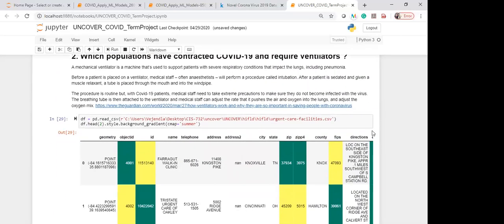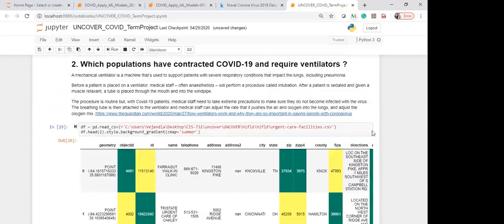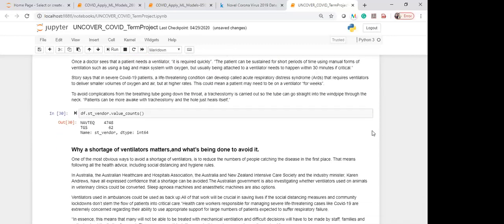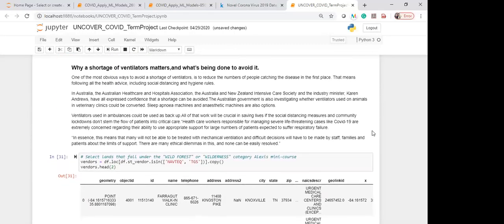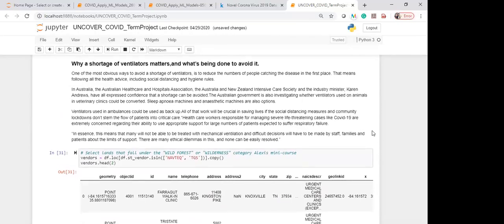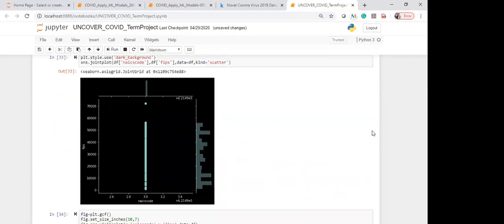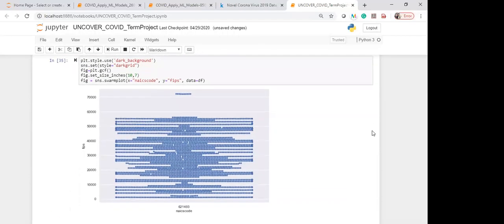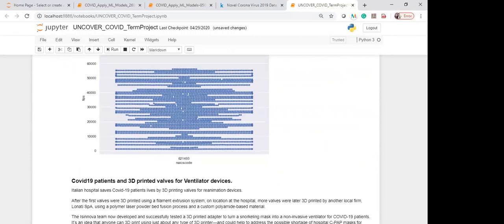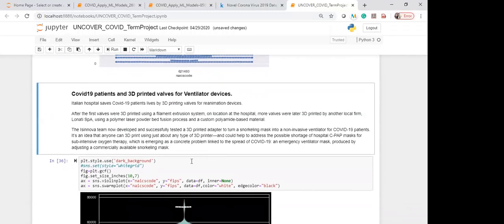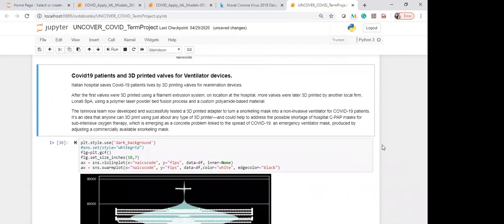So as I said, this part is mostly about visualization, which population have contracted and required ventilators. In this, I have tried to estimate the shortage of ventilators, as this is a big issue right now. And these are some of the other plots that I've tried to visualize. And the conclusion is that we are short of ventilators and there's a need to improve the number of them in order to save more lives.